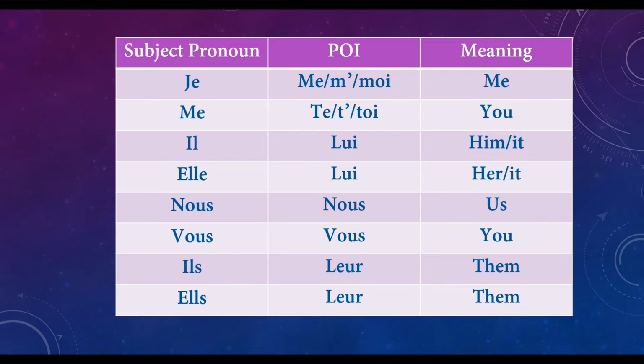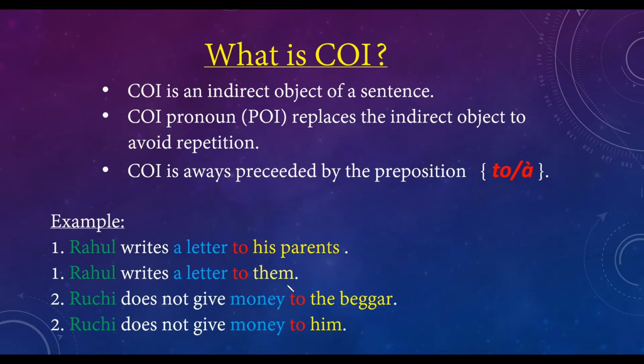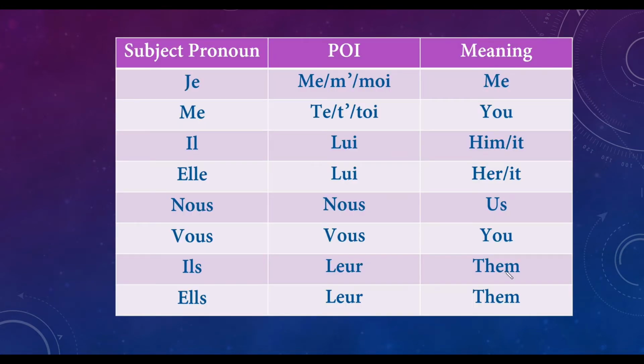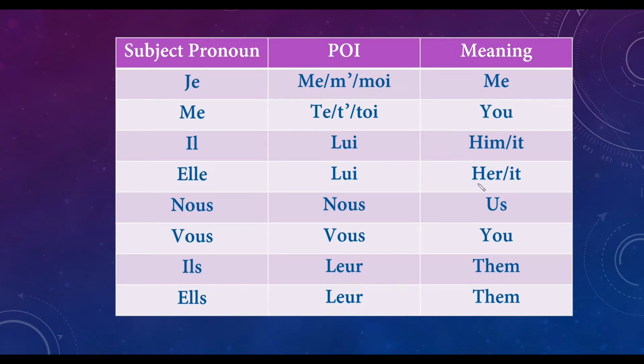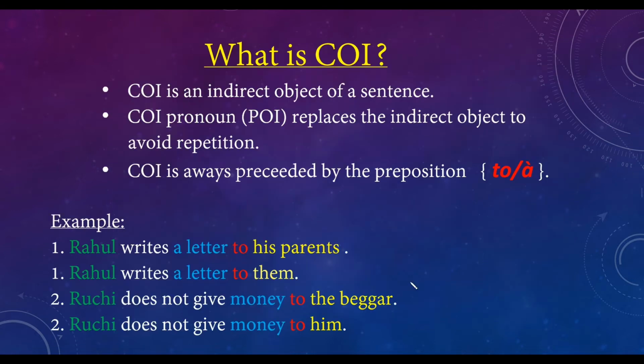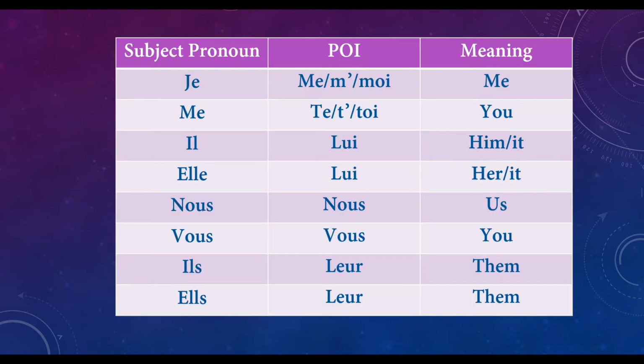Now here you can see, we replaced his parents with them. Here, for them we use leur. Then we used him for the beggar. For him we use lui. So if you have to replace them, you will use leur and you will replace the beggar with lui, meaning him. That's how you will do it in French. Of course, the placement also we will discuss.